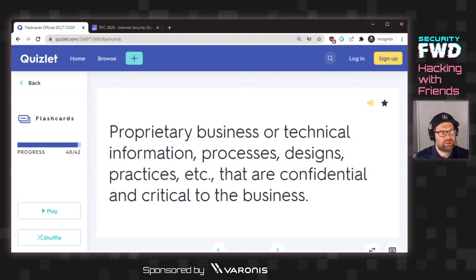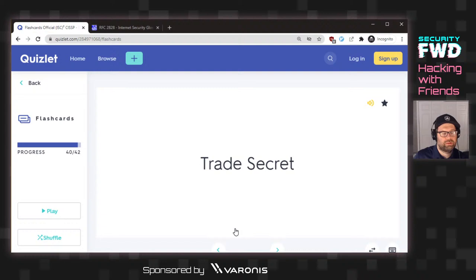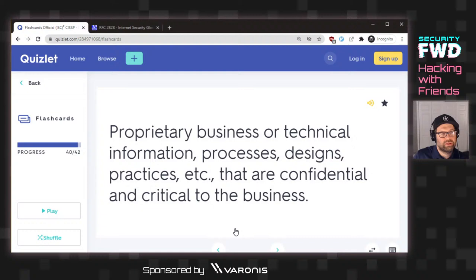Proprietary business or technical information, processes, designs, practices that are confidential and critical to the business. I'm going to say intellectual property. Sounds right. Trade secret. Well, yes, I suppose. Trade secret. I guess this confidential and critical is really what makes it a trade secret and not just intellectual property. Because there's lots of things that are the intellectual property of a business that are not confidential and critical. Like their logo. Their logo is intellectual property covered by trademark, and that's not confidential or critical. So that was my mistake there. But all right, moving on.